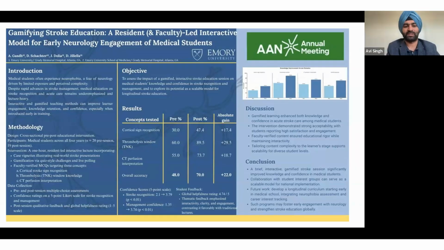Gamification was performed via quiz style challenges and live polling. Other components that were included were leaderboards as well as rewards at the end of answering each question. And importantly, the questions, which were specific multiple choice questions that I had designed, were faculty verified, targeting three concepts in this case, which were cortical stroke sign recognition, thrombolysis window knowledge, and CT perfusion interpretation.